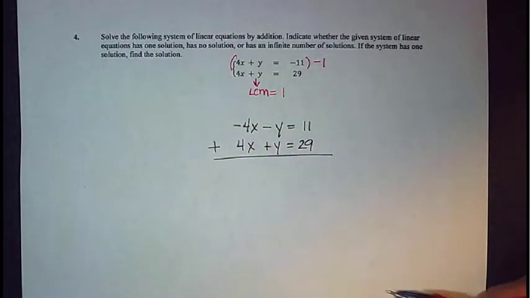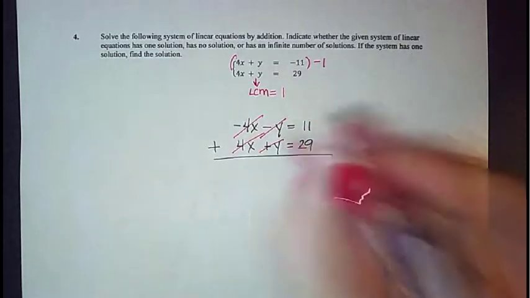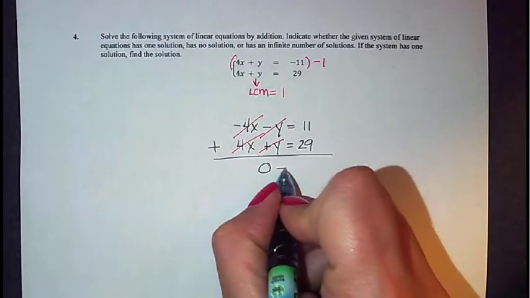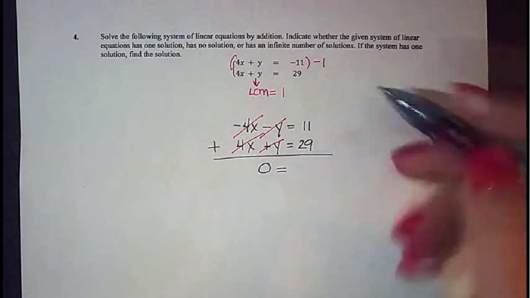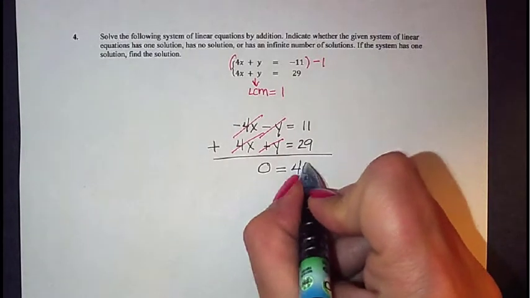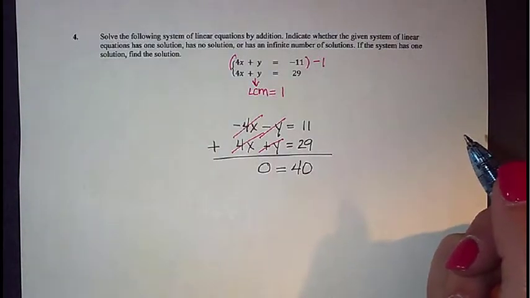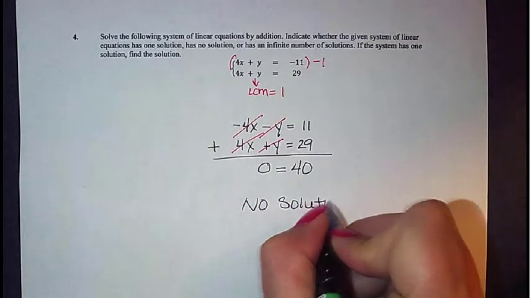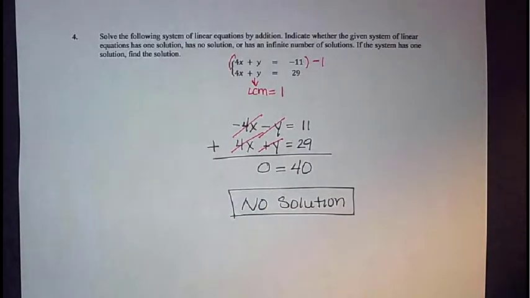Now, just like our previous example, both my x's and my y's cancel, so that's going to leave me 0. But unlike the previous example, 29 and 11 don't cancel out. That's actually going to give me 40. Now the question is, is that a true statement? And 0 definitely does not equal 40. Therefore, my answer here would be no solution. Okay, these are parallel lines. They don't have anything in common.